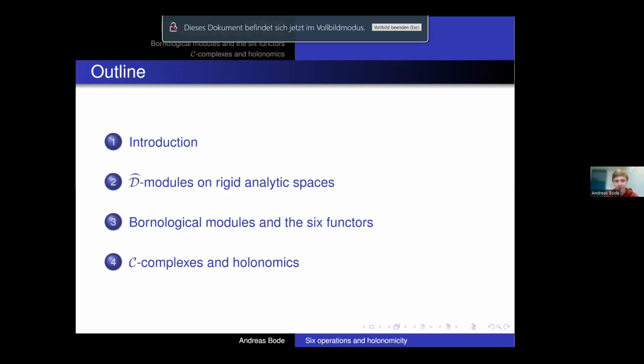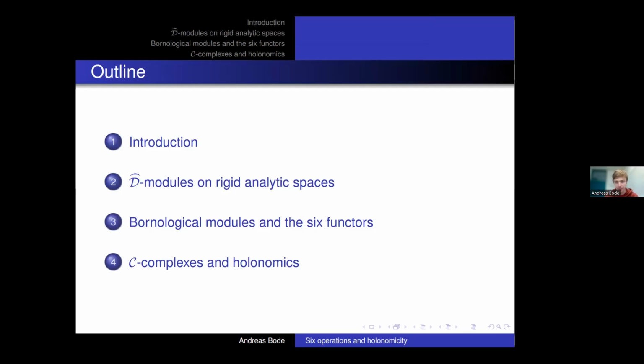I will begin with some general background introduction. How does this theory of D modules work in more classical settings with complex geometry, for example? And I will then introduce the framework of completed D-cap modules in p-adic analytic geometry.